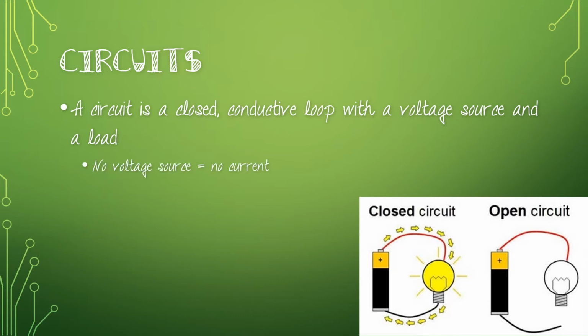As I already mentioned, if we don't have a voltage source, then we don't have any current because we don't have an electric field causing the electrons to move. And if we don't have a load, or perhaps if the load is too small, so it's unable to convert all of the electrical energy into some other form, then we have what is called a short circuit.